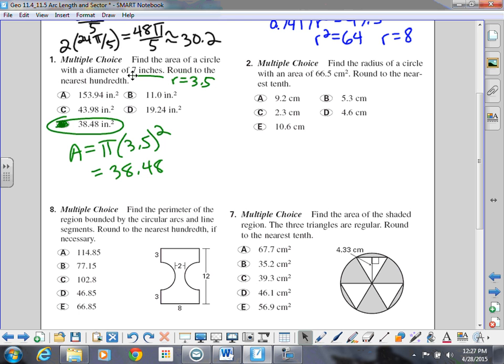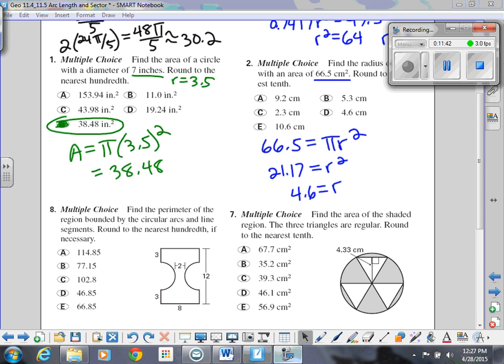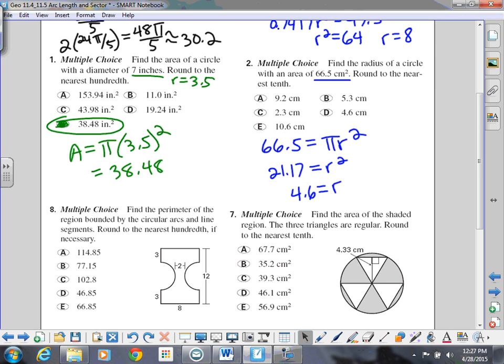All right, so the next one, find the radius of the circle with an area of 66.5. So this is very similar to the one on the front, except they don't give us a diagram with it. So 66.5 is equal to the area formula, pi r squared. Divide both sides by pi, and you get 21.17. And then you want to take the square root, and you get 4.6. And that is answer choice D.